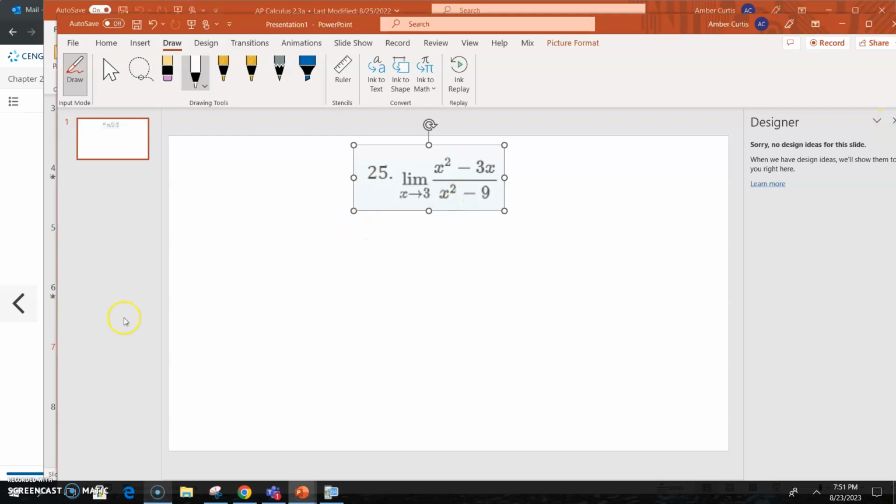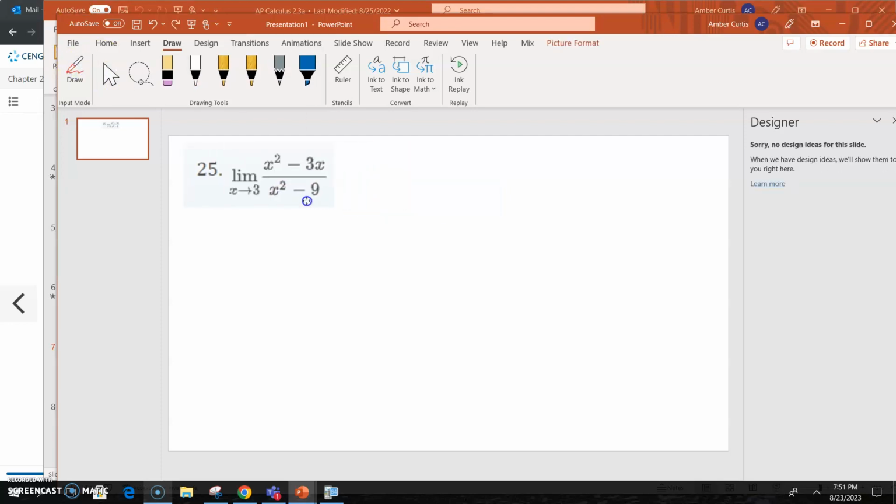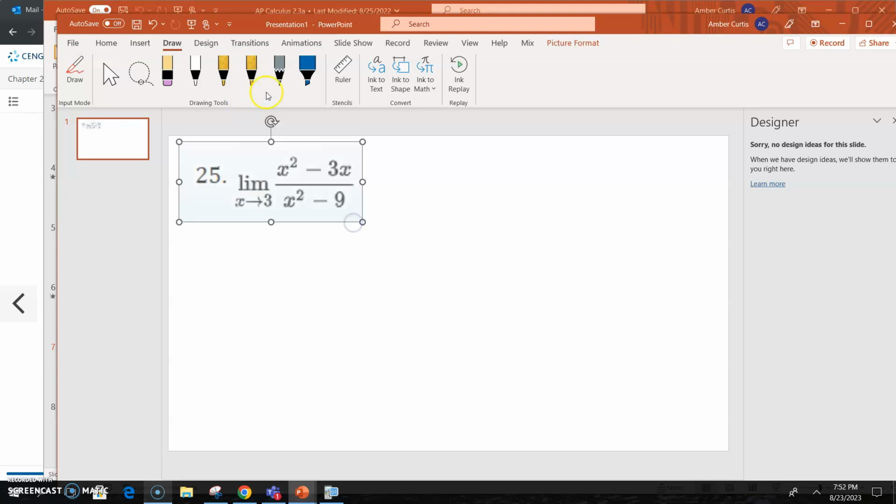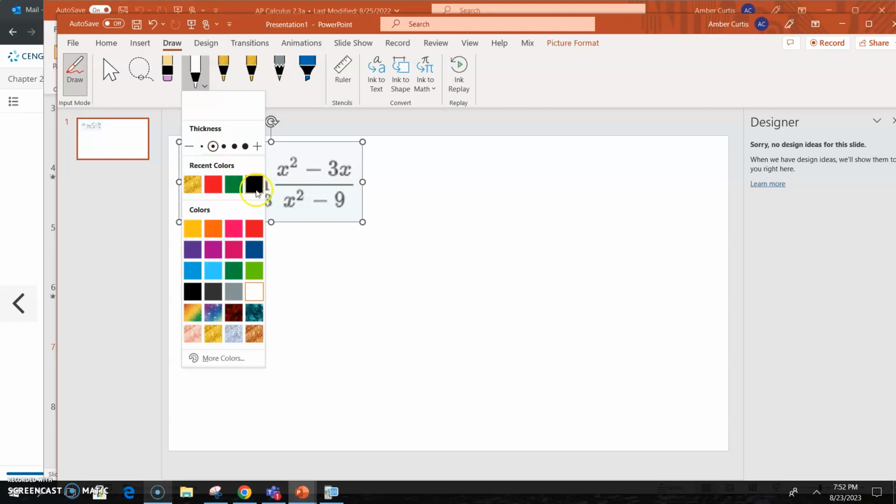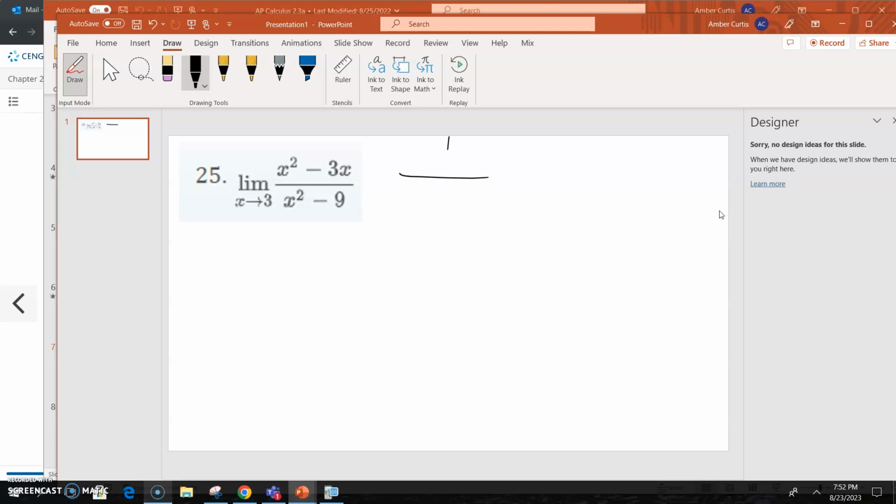All right, one of the questions being asked about is how to set up the table for number 25. So let's discuss. This problem would like you to have a table of data in order to take a look at the limit. We're going to do similarly to what we saw in the notes today, and we're going to create two tables: a table from the left and a table from the right. Now, the number we're trying to approach is 3.